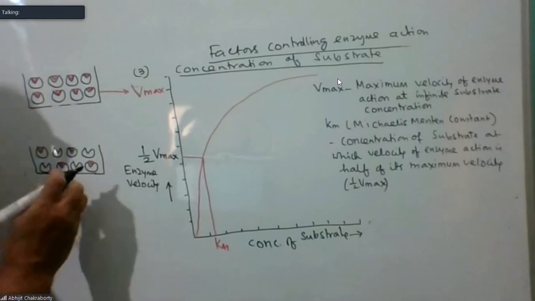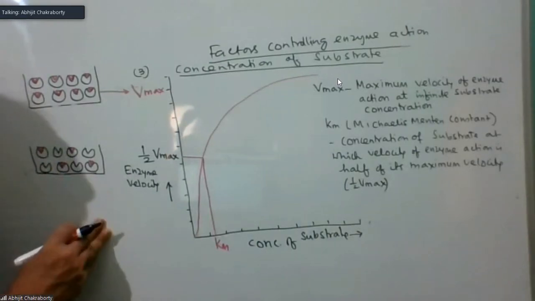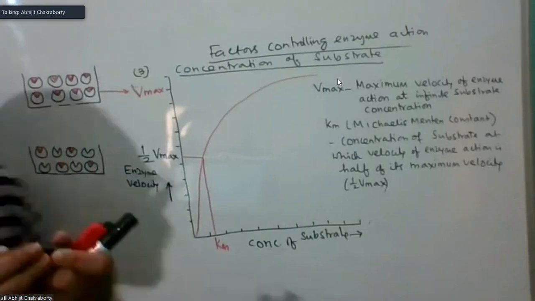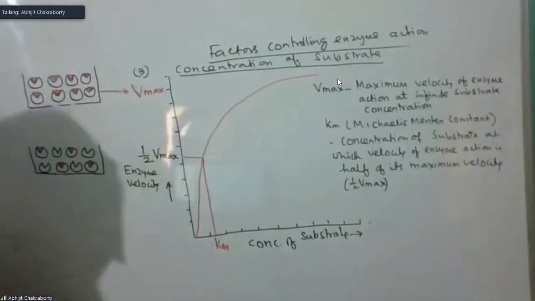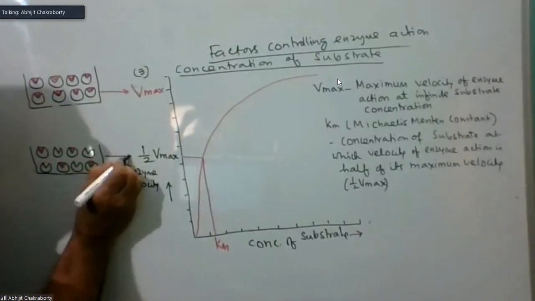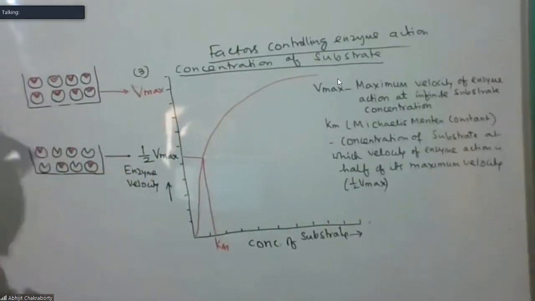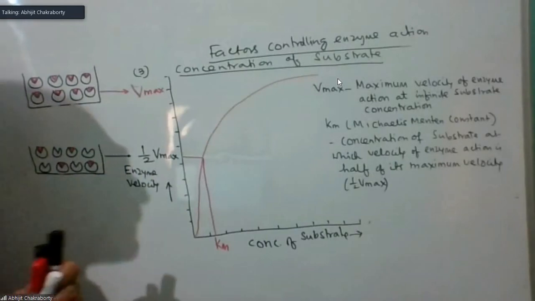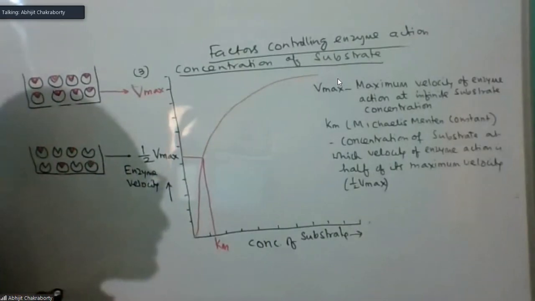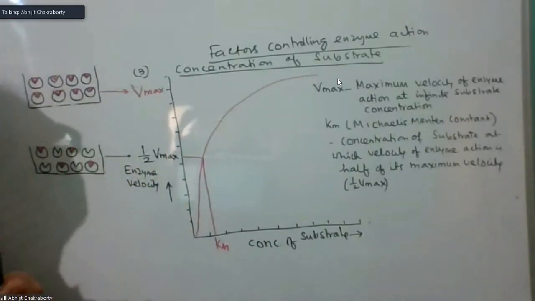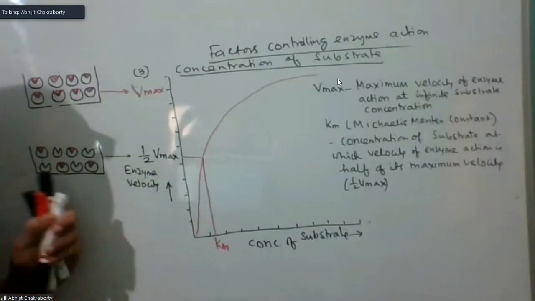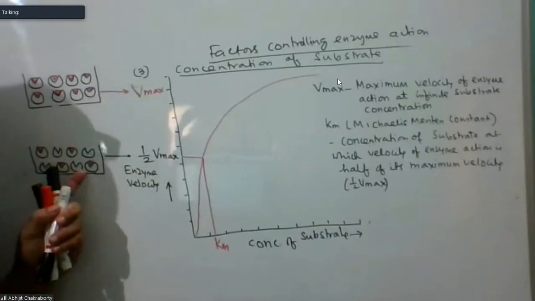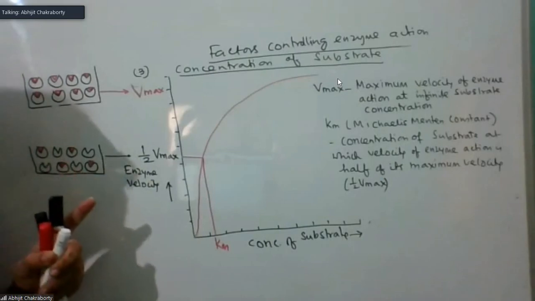If all active sites are not occupied, only 50% of the active sites are occupied, then you can call it half Vmax. So Vmax is obtained when all the active sites of the enzymes are occupied, and half Vmax is obtained when 50% of the active sites are occupied. So this is the meaning of half Vmax and Vmax. This is clear, I think.